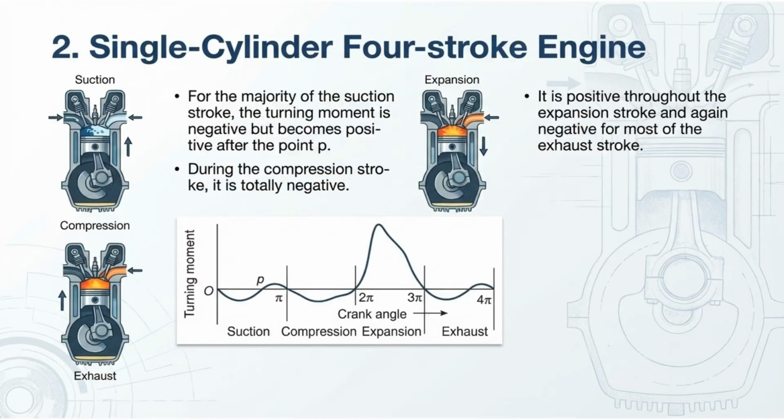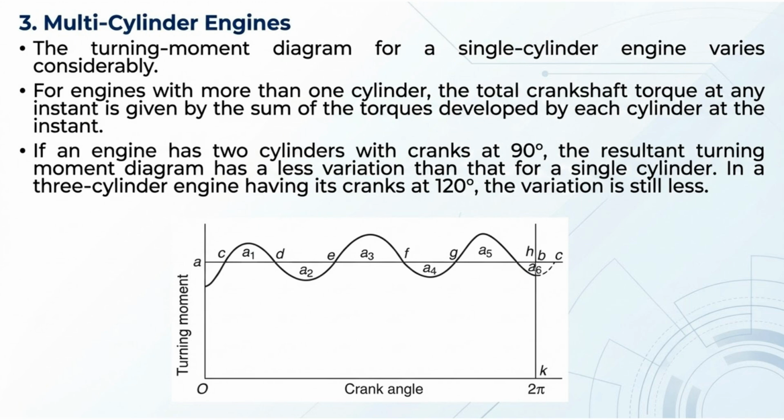In a single-cylinder four-stroke engine, the turning moment is mostly negative during the compression stroke. It becomes positive throughout the expansion stroke. In multi-cylinder engines, the total crankshaft torque is the sum of the torques from each cylinder. Engines with more cylinders and optimally spaced cranks show a significantly reduced variation in the resultant turning moment diagram.